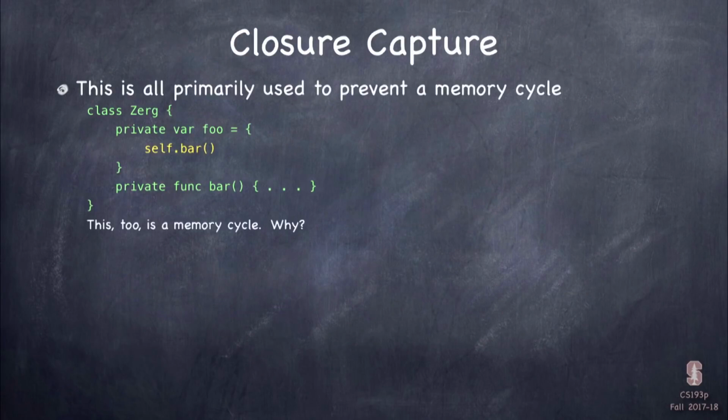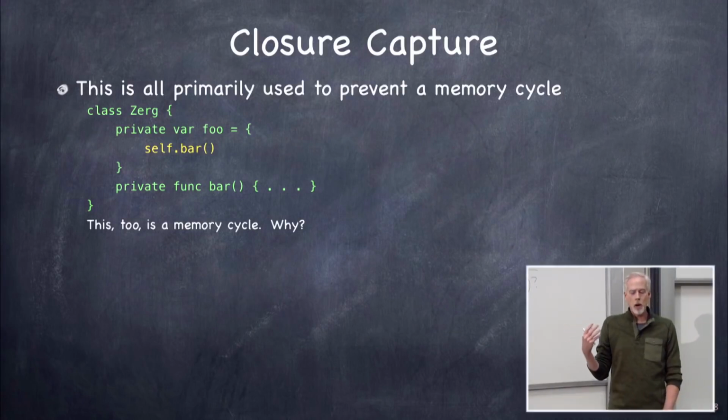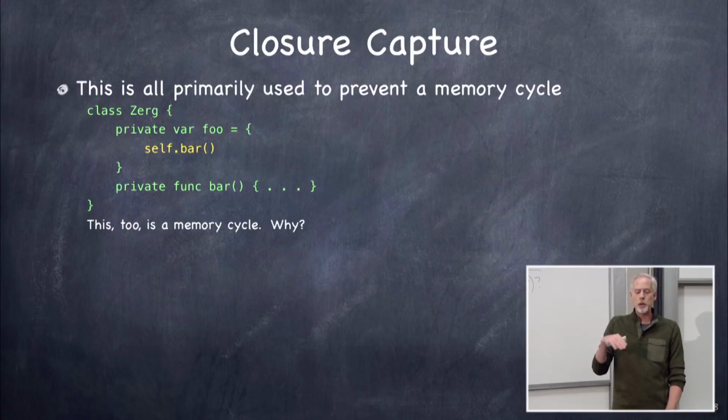So here's another example of a memory cycle that happens all the time. I have a class here, Zerg it's called. It has a var called foo, whose value is a closure. Inside that closure, I've set it to have a value of a closure that calls another function in Zerg, which is bar. This is a memory cycle.